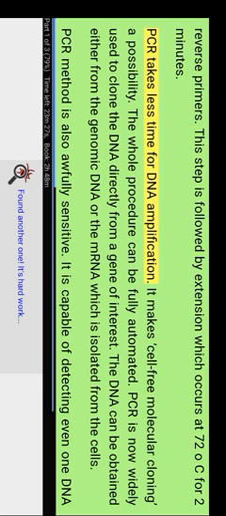PCR takes less time for DNA amplification. It makes cell-free molecular cloning a possibility. The whole procedure can be fully automated. PCR is now widely used to clone the DNA directly from a gene of interest. The DNA can be obtained either from the genomic DNA or the mRNA, which is isolated from the cells.